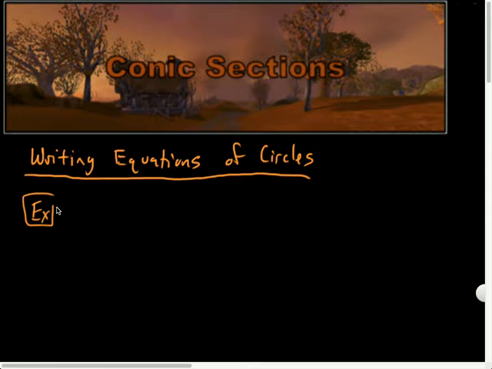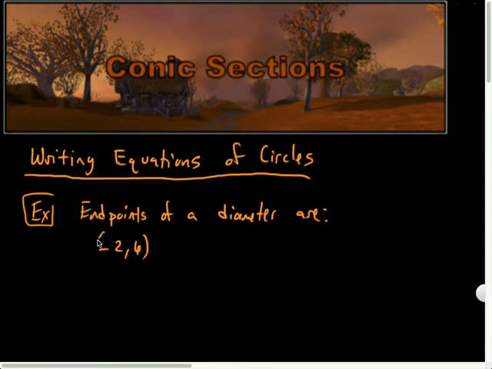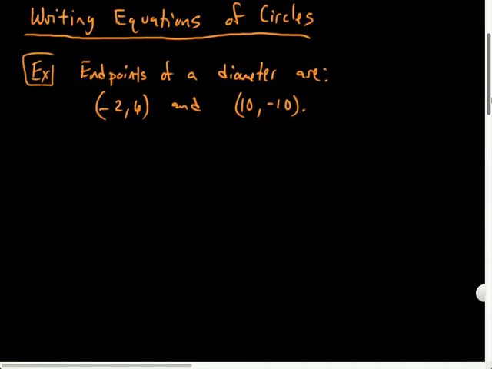Let's see. The first problem I want to do is write the equation of a circle if the endpoints of a diameter are the following. Let's say I've got the point -2, 6 and 10, -10. Alright, so I've got a couple clues here, and the question is, is this enough information to narrow it down to a single circle?